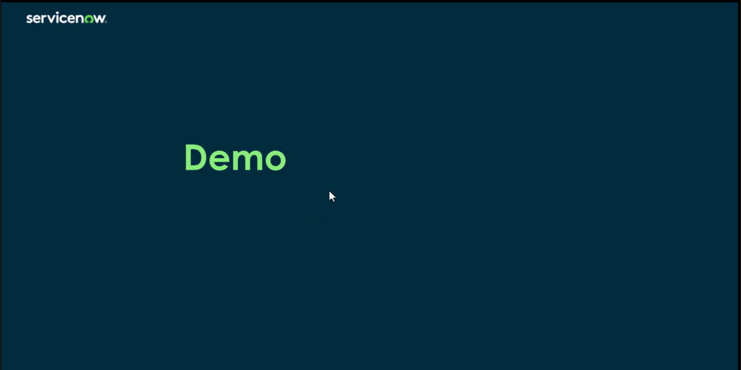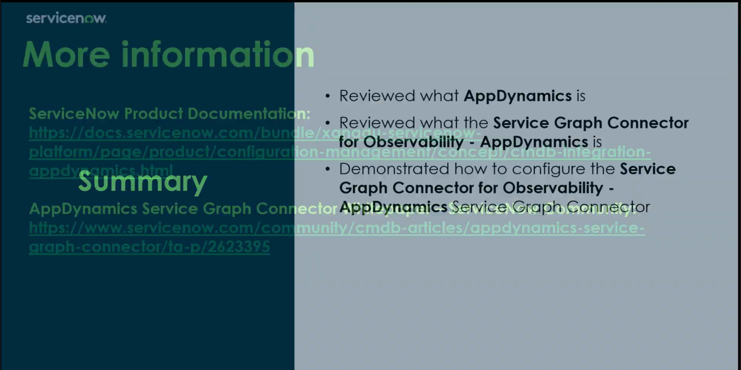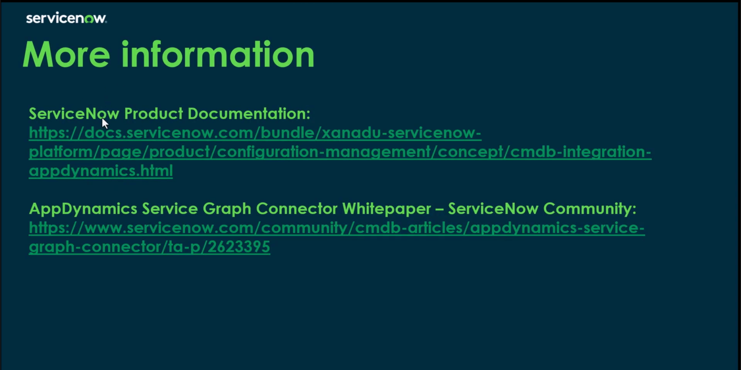And then on to the summary, just to cover: we reviewed what AppDynamics is. We reviewed what the Service Graph Connector for Observability AppDynamics is. And I demonstrated how to configure the Service Graph Connector for AppDynamics. Lastly then, for more information, there's the ServiceNow documentation page on the AppDynamics Service Graph Connector, and there's the AppDynamics Service Graph Connector white paper I wrote in the ServiceNow community.